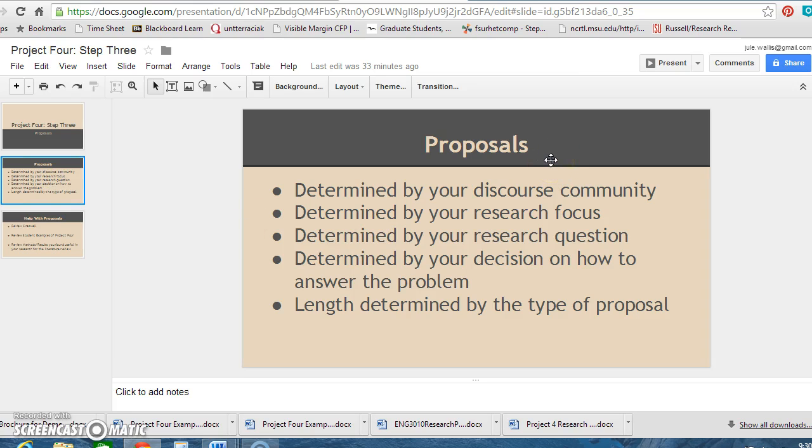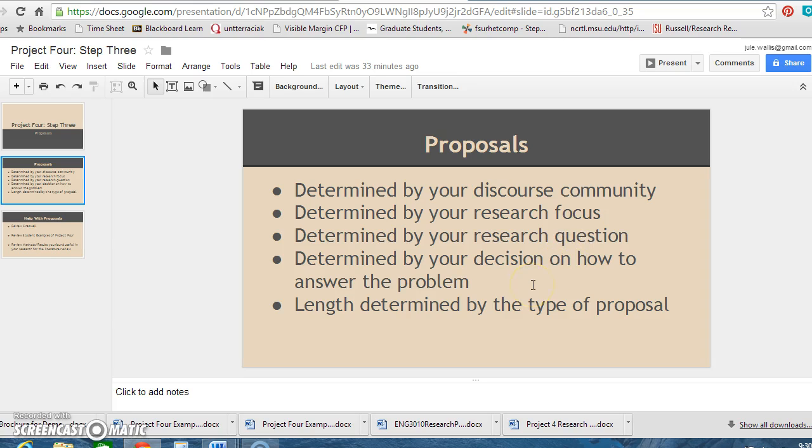Proposals and the way that they are laid out are going to be determined by your discourse community. That means whether you're in a community that uses qualitative, quantitative, or mixed methods research. It will also be determined by your research focus and your research questions. What is the focus of your research? What questions do you have? And therefore, what makes sense for proposing some type of answer to that focus and question.